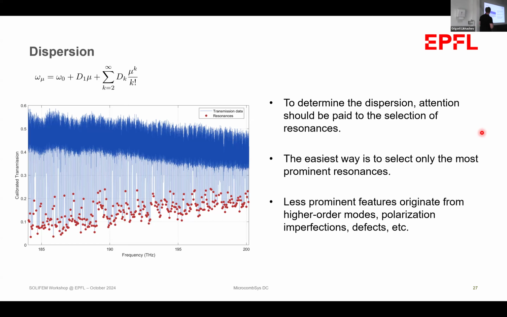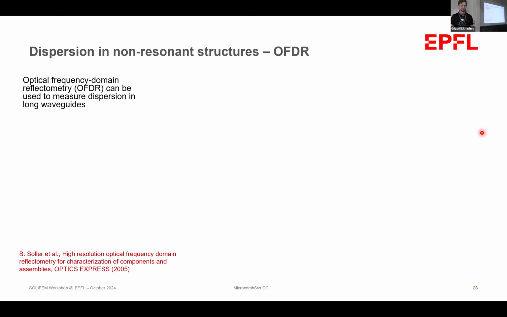At the same time, some resonances might not be found in your data processing. For example, as you can see here, this resonance was skipped. That's why sometimes data processing really takes quite a lot of time, and you need to put in a lot of effort. And just as a side note, is anybody familiar with optical frequency domain reflectometry?